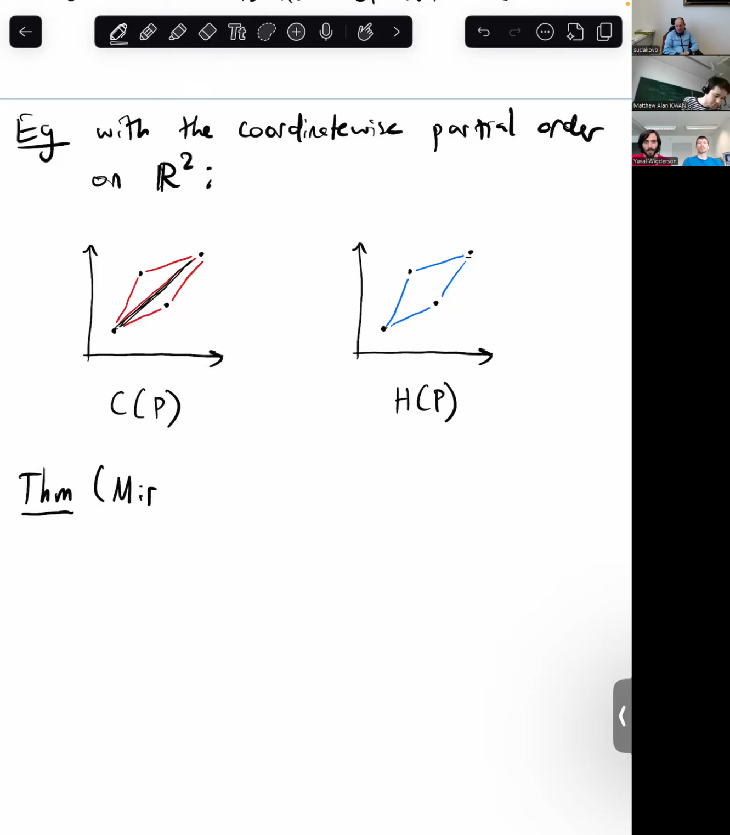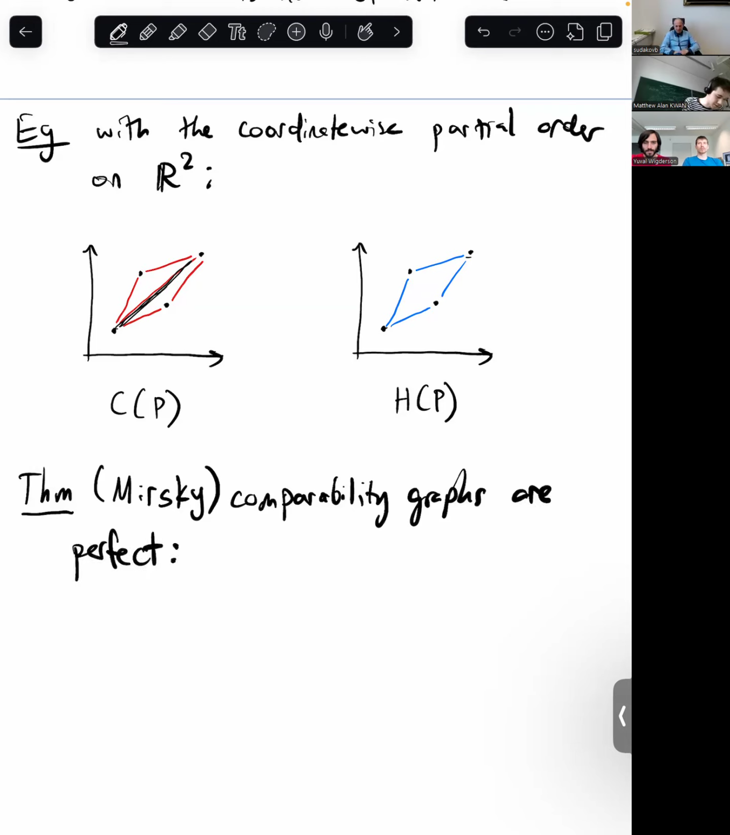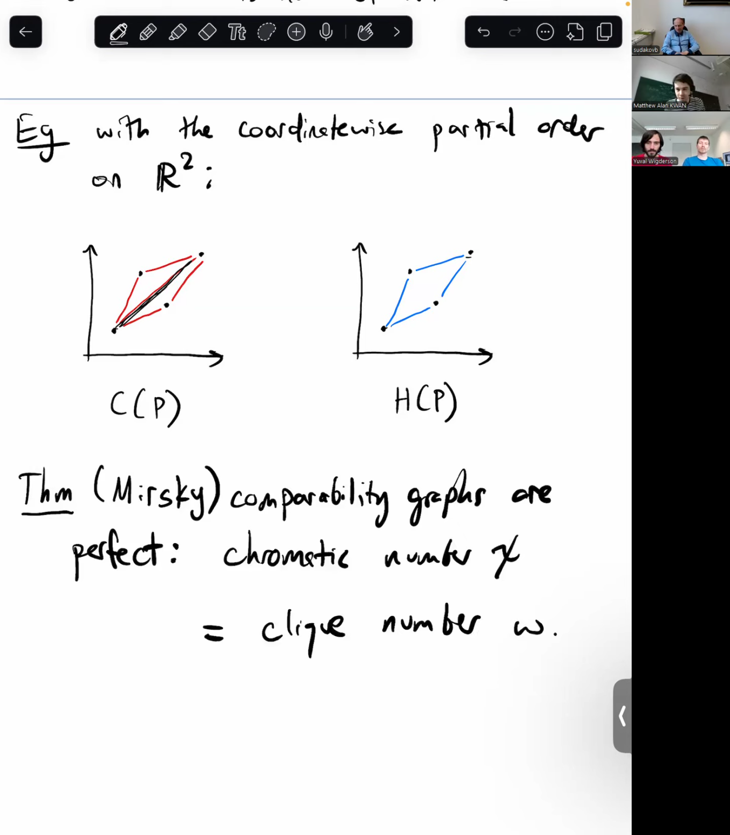Anyway, the fact that they are perfect was first proved by Mirsky, but maybe not in the language of perfection. But he proved that comparability graphs are perfect. And what that means in this context is that the chromatic number chi is equal to the clique number omega. So the chromatic number is the minimum number of colors such that you can color all the vertices such that no pair of adjacent vertices get the same color. The clique number is the number of vertices in the largest clique.